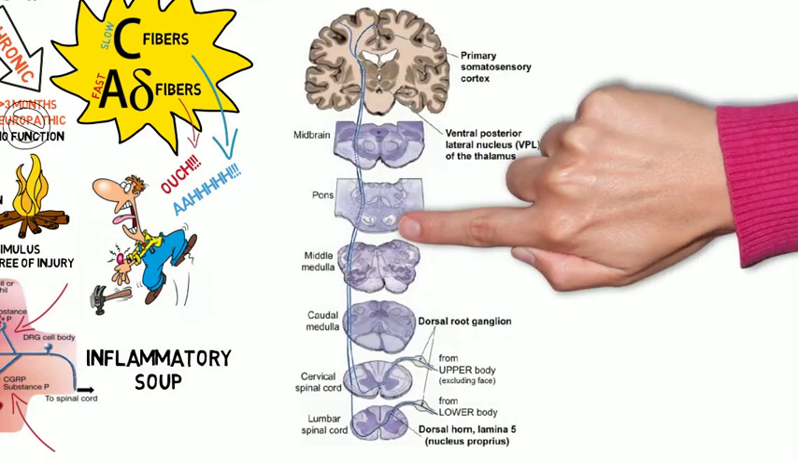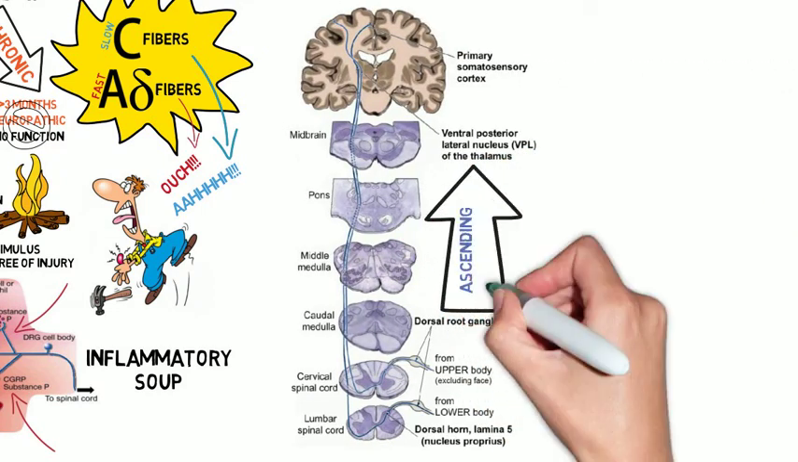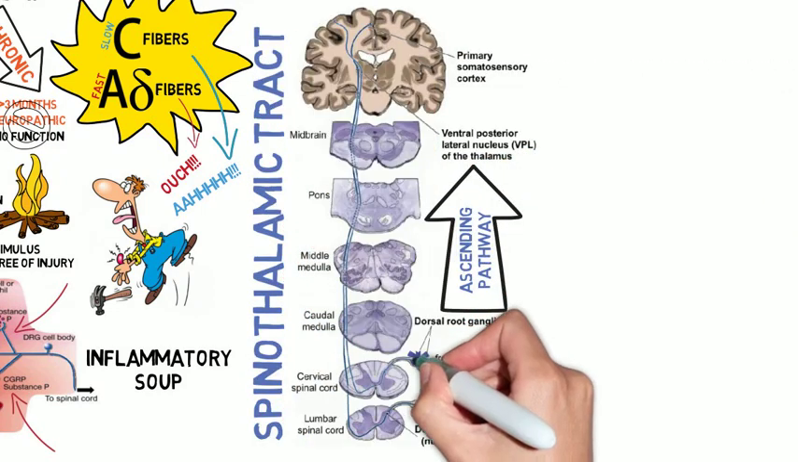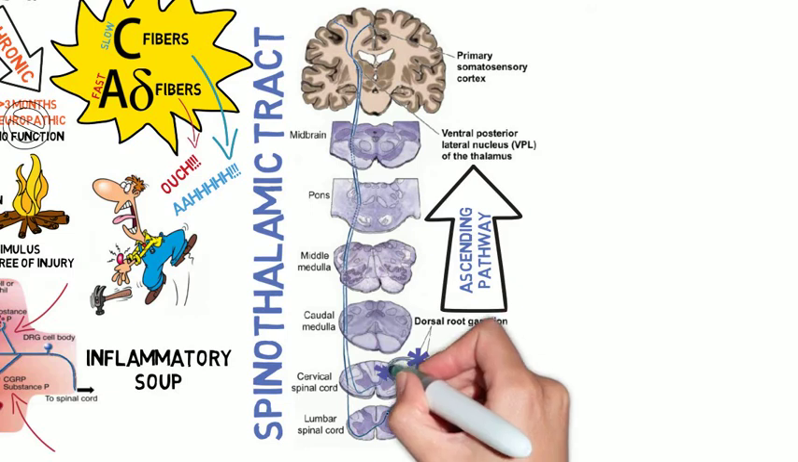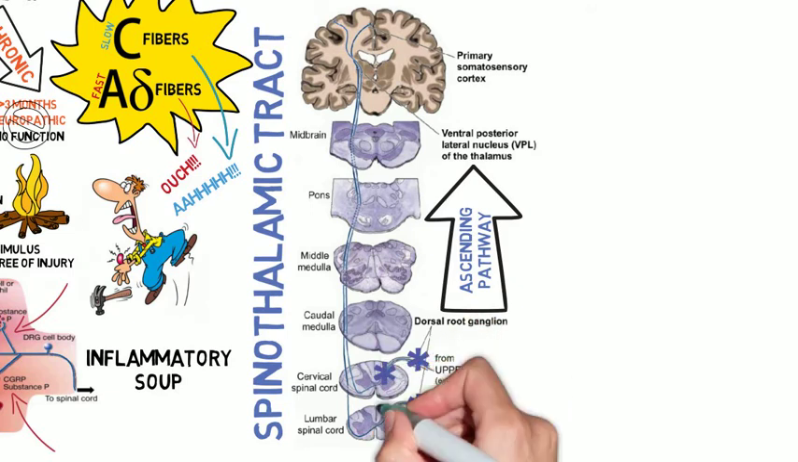Pain information ascends via the spinothalamic tract. The first-order neuron cell body is in the dorsal root ganglion. The axon terminates in the ipsilateral dorsal horn, primarily in lamina 2. The second-order neuron cell body is in lamina 5.